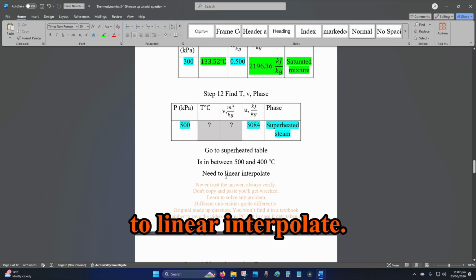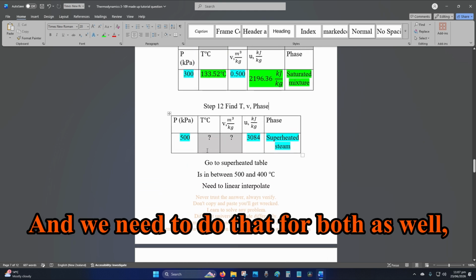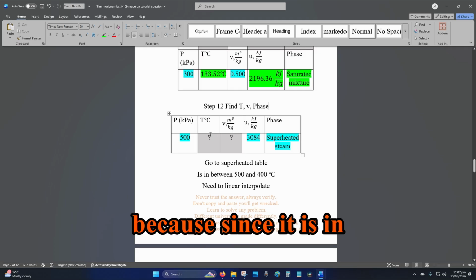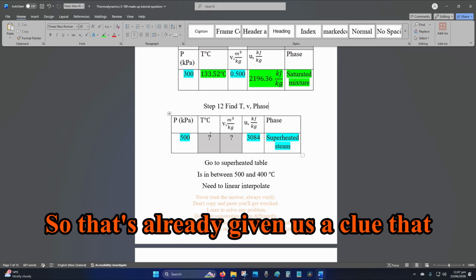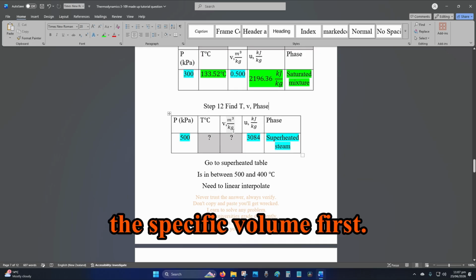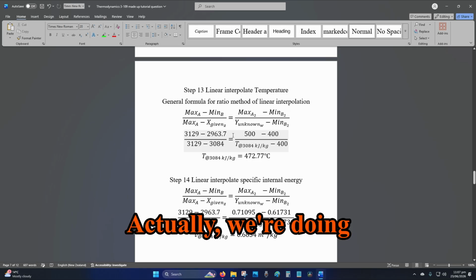Once again, we need to linear interpolate, and we need to do that for both as well, because since it is in between 500 degrees Celsius, that's already giving us a clue that our temperature needs to be linear interpolated, but we're going to do the specific volume first. Actually, we're doing the temperature first.